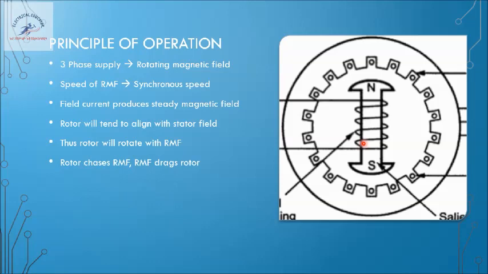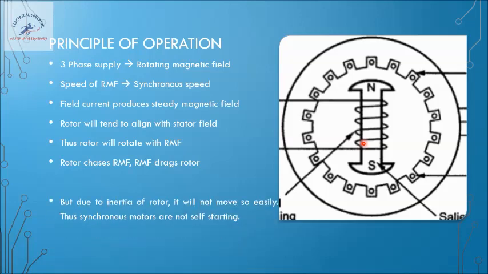So the rotor is chasing the rotating magnetic field. The rotating magnetic field drags the rotor. So this is a hand-in-hand action which has to happen simultaneously, and for this to occur, the relative speed between the RMF and rotor should be 0. So that means this synchronous motor will always rotate at synchronous speed or it will not rotate at all. So this is a unique property of the synchronous motor.